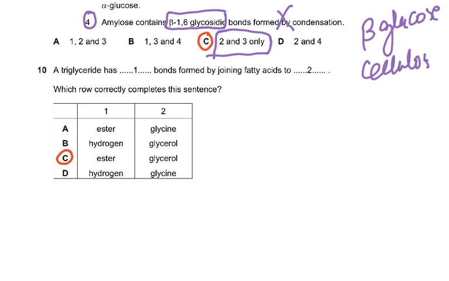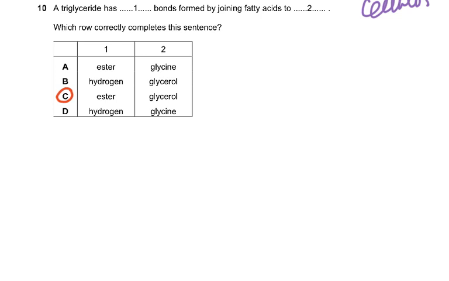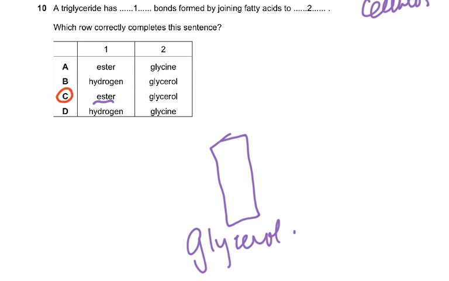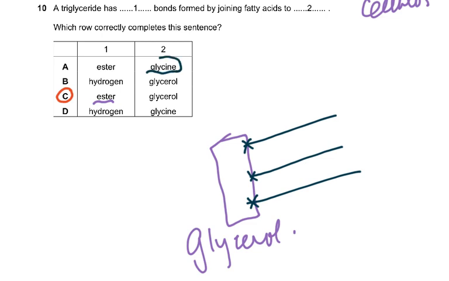Then coming on to question number 10. A triglyceride has dash bonds formed by joining fatty acids to dash. So has ester bonds. You see, remember this is glycerol. And to glycerol are attached 3 fatty acid chains. And this bond that is formed is called an ester bond. And this is called glycerol, not glycine. Glycine is an amino acid. So glycerol and an ester bond. This is something that is factual and we know this, so you need to be learning it. It's rote learning.